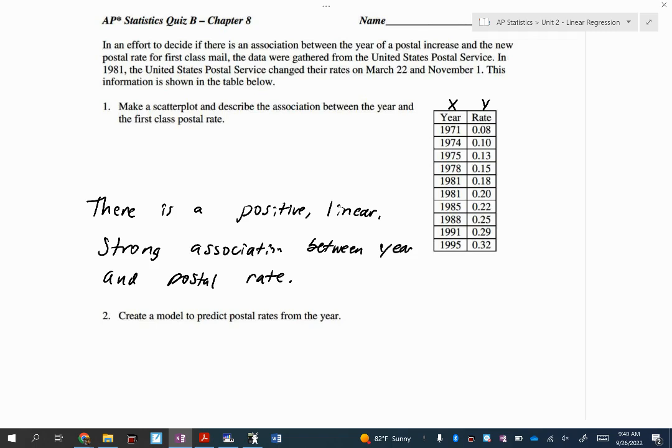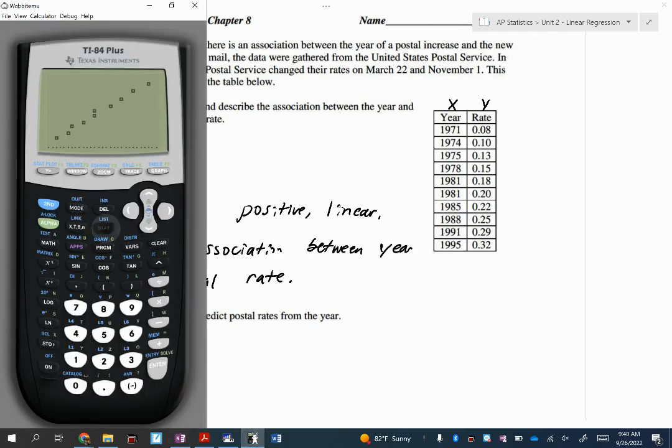So now I'm going to go to stat, calculate, and I choose number 8 for linear regression, A plus BX. It's number 8. So hit number 8. I'm not going to store this one, so I'm just going to hit down to calculate.